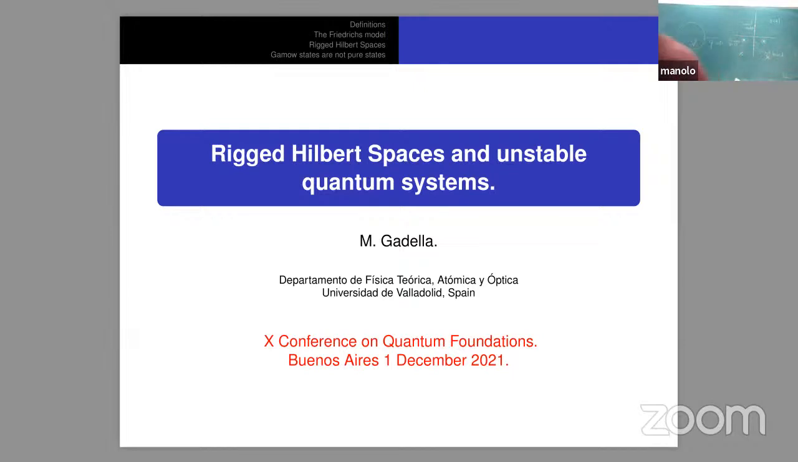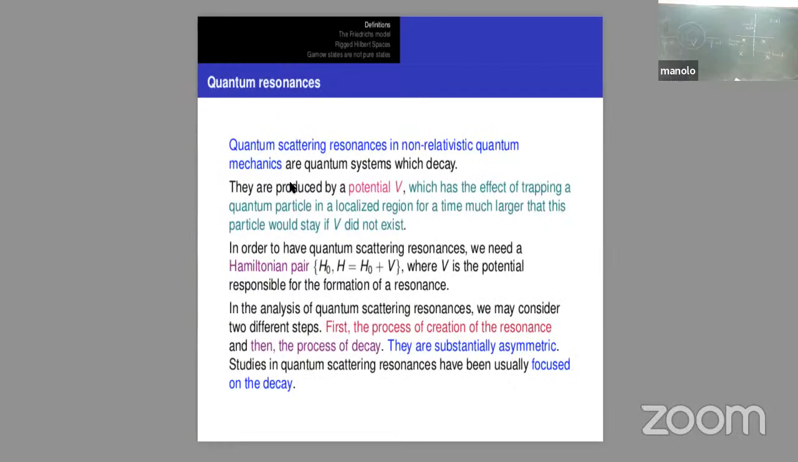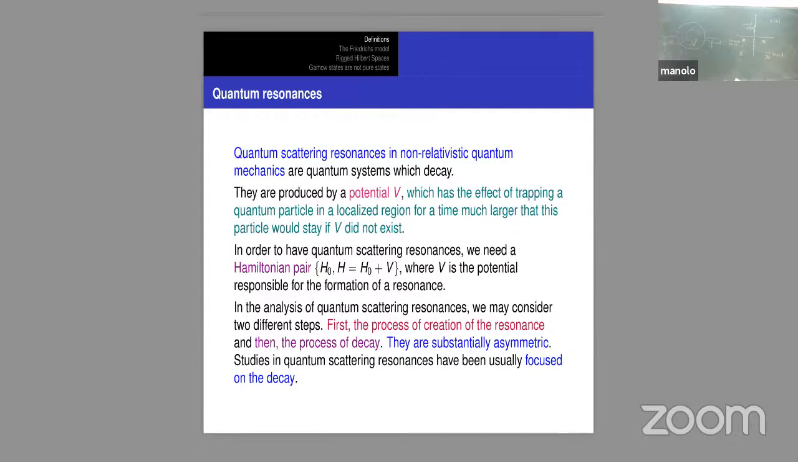So I'm going to share my screen. My talk is, as Marcelo has said, rigged Hilbert spaces and unstable quantum systems. Let me start by speaking about quantum resonances, which is the main subject of the present talk. Quantum scattering resonances in non-relativistic quantum mechanics are quantum systems which decay, so they are unstable quantum systems. They are produced by a potential which has the effect of trapping a quantum particle in a localized region for a time much larger than the particle would stay if that potential did not exist.